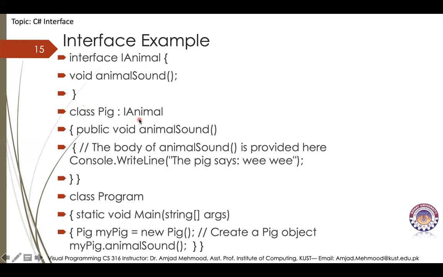So class Pig is implementing this interface. Now here you can see public void animal sound, and this is the definition of this method. Similarly, this is class Program, and now we are making the object of this child class, which has implemented this animal interface. As you know, you cannot make an object of IAnimal because it is abstract, and you cannot make objects of interfaces.